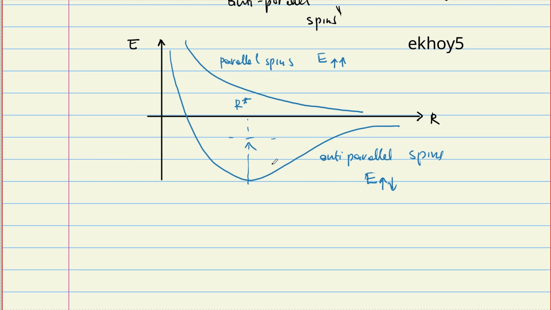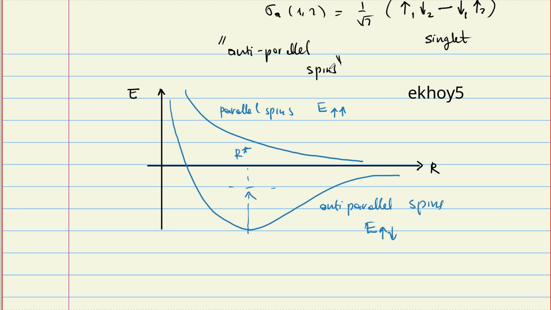And here we have the detailed numerical solution. Actually, it is not very complicated, but I wanted to keep it a little bit simpler for you. The result is that when the electrons are parallel, there's no bonding. There's no local minimum.